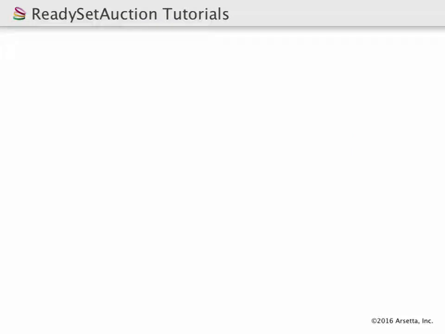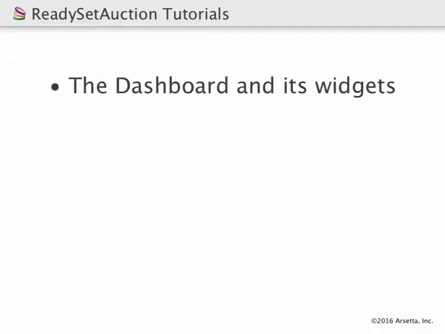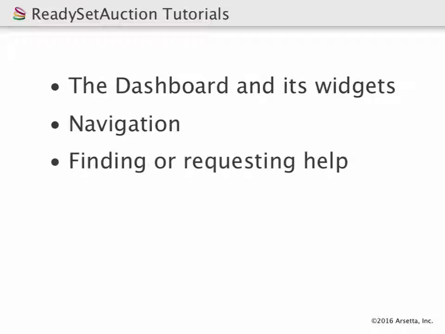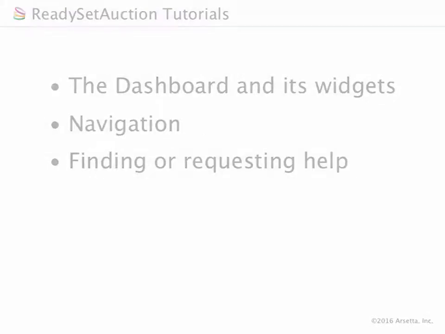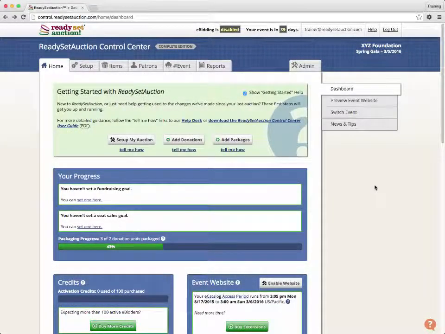In this tutorial, we will cover the dashboard page and its widgets, navigation, and how to find or request help. This is the ReadySetAuction Control Center. Only your administrator, usually the auction chair, can invite other committee members to set up an account to log into the Control Center. If you've been invited to set up an account, make sure your administrator has provided you with the access code. When you log into the Control Center, you'll land on the dashboard page.